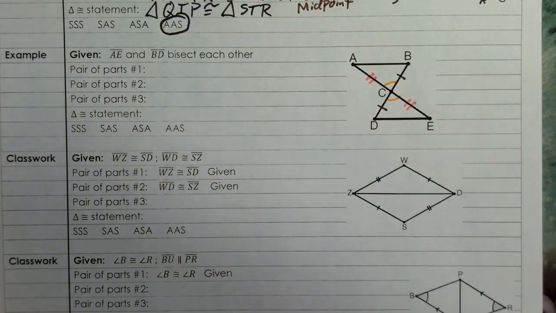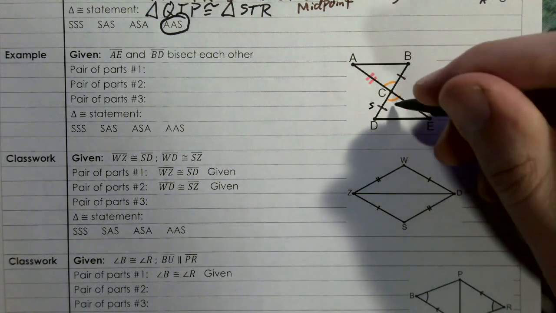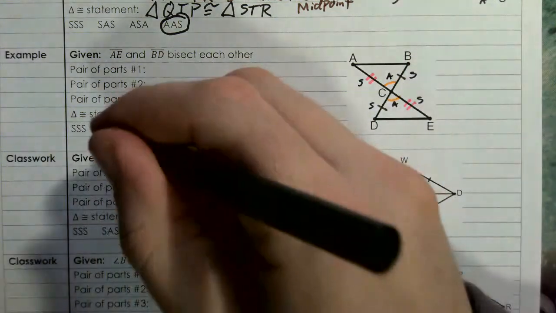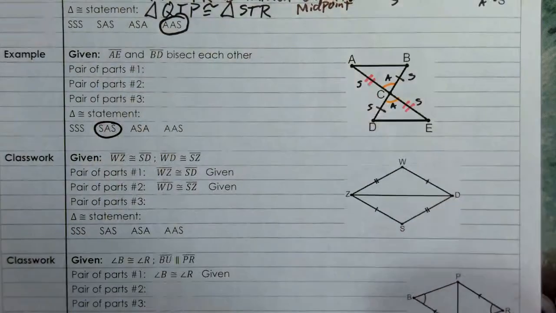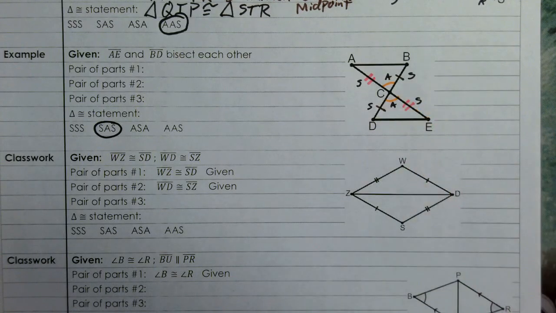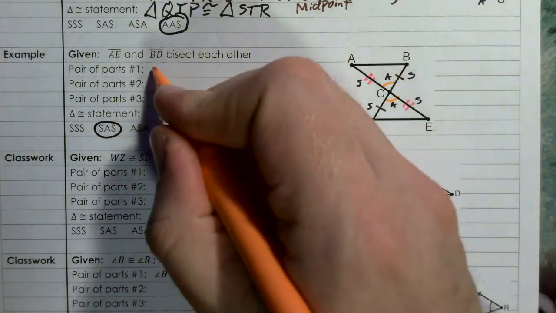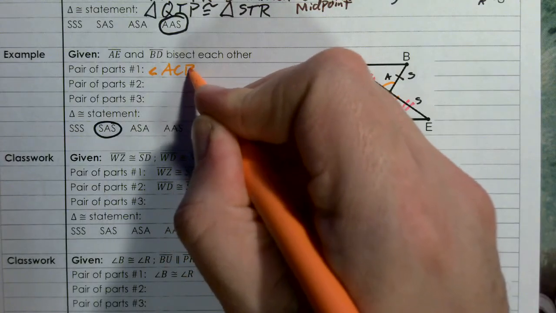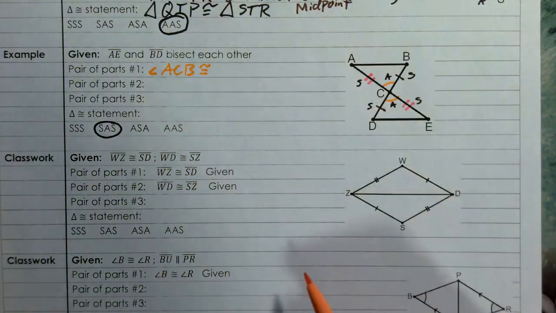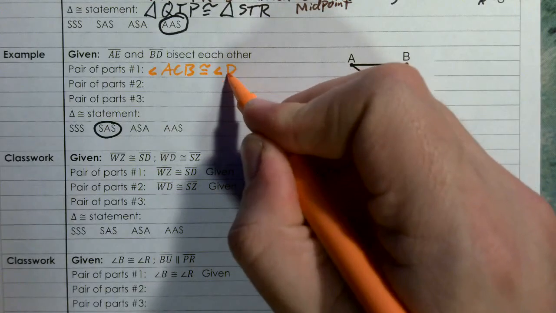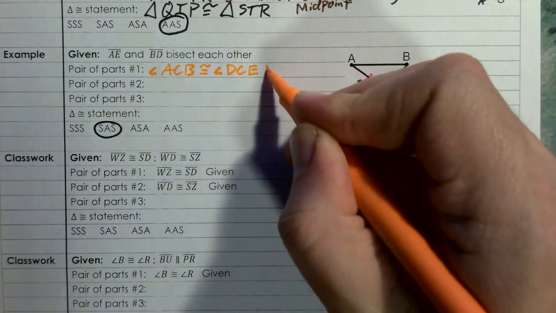So we get that vertical angle in the middle. We get those pairs of congruent sides. Hey, that's side, angle, side. So this one's side, angle, side. Now we just need to list out that information that we found in the diagram. So I got to talk about this angle C. Let's go ACB. That's got to be congruent to DCE. That's our good friend vertical angles.